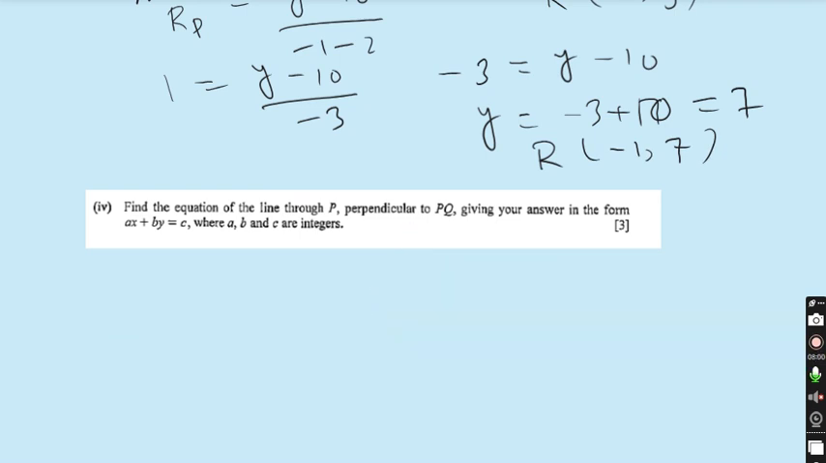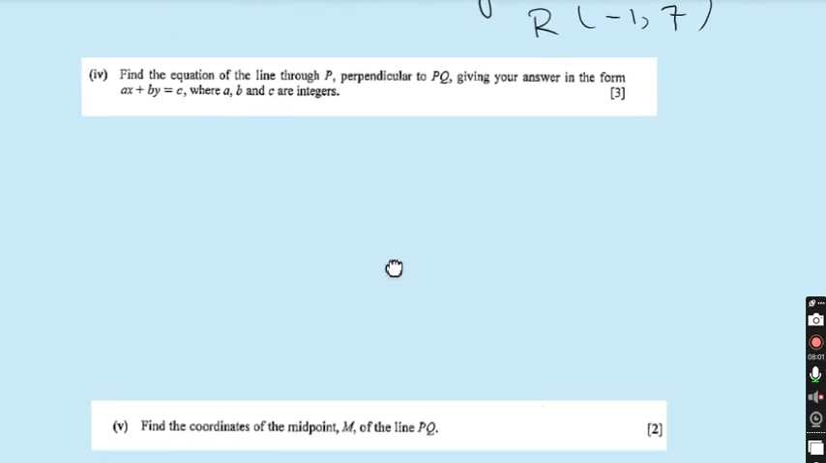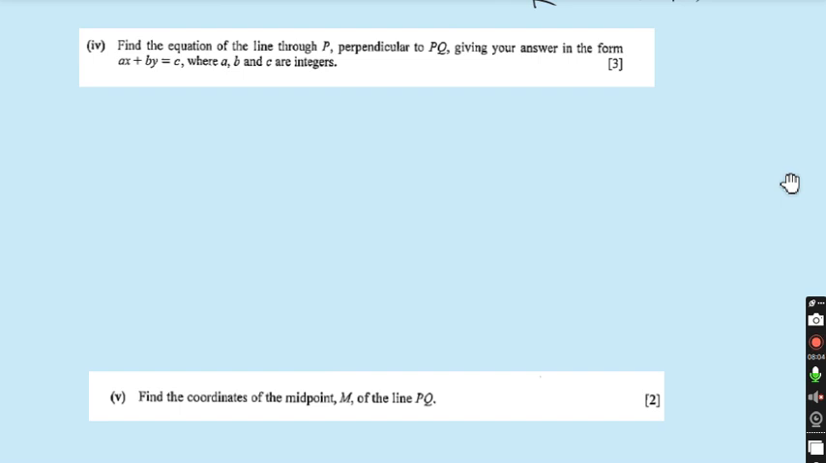Next part is very easy. Find the equation of the line through P. So through P means we have P (2, 10), perpendicular to PQ. So we have coordinates Q (-1, 1).